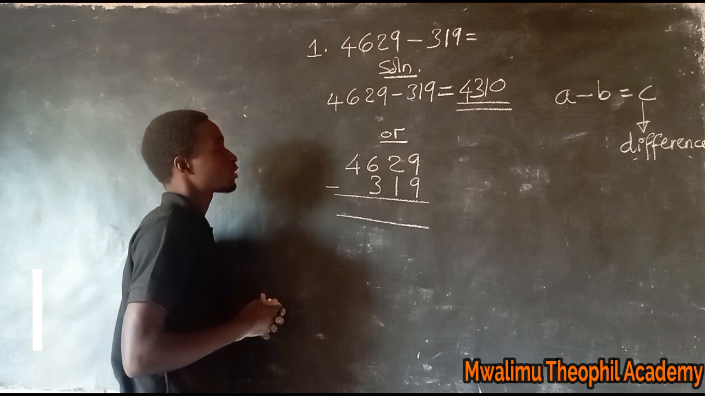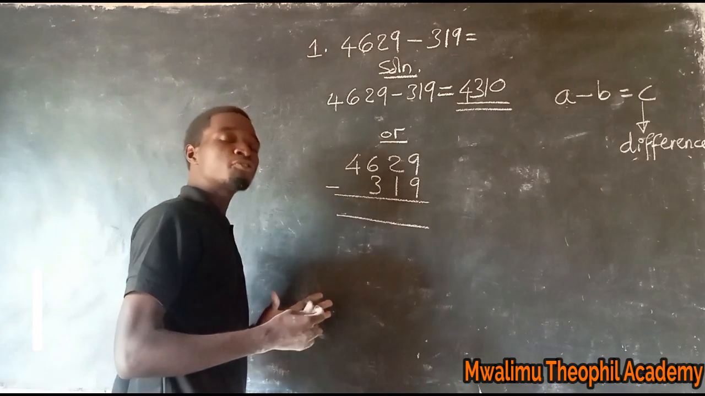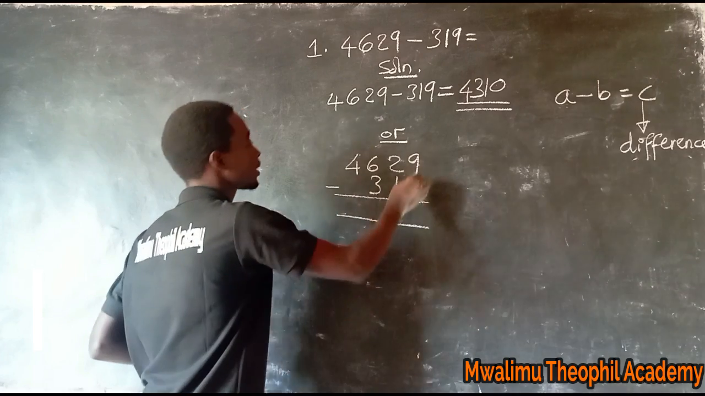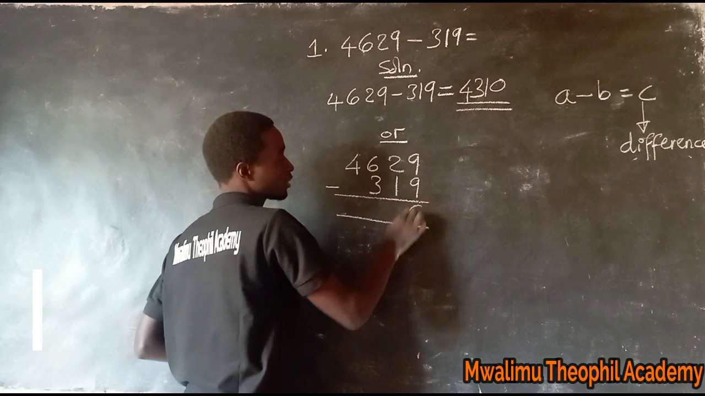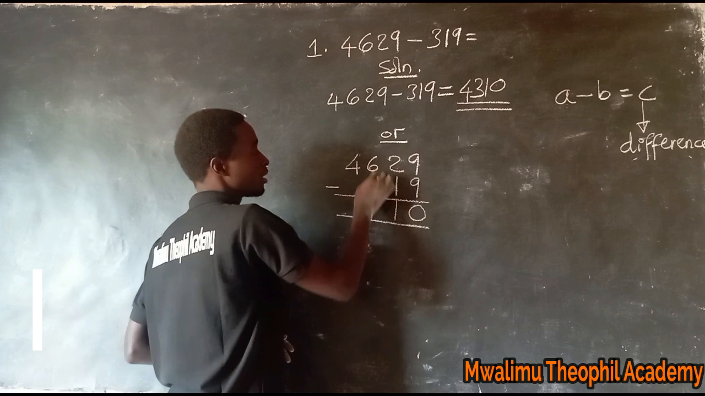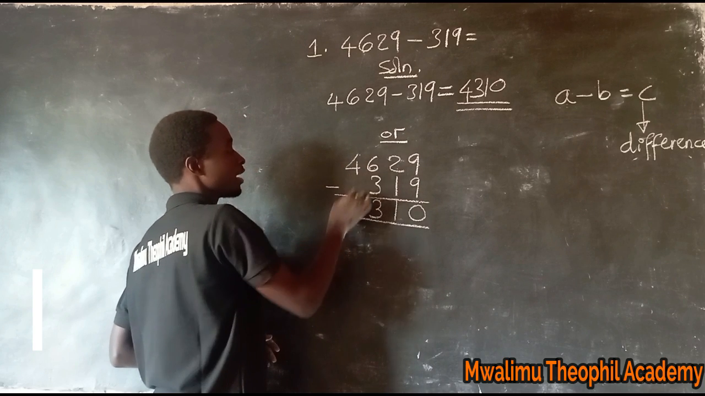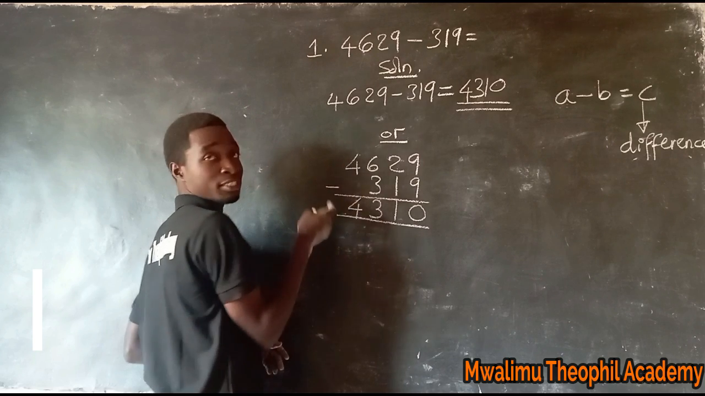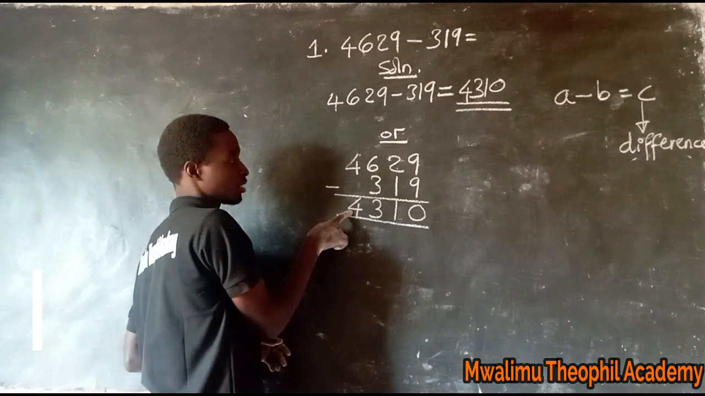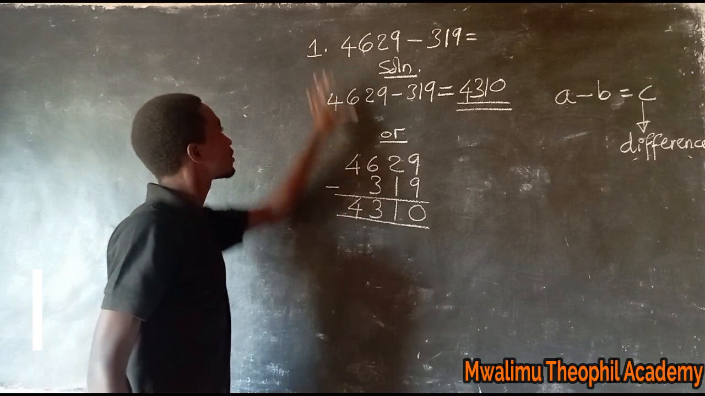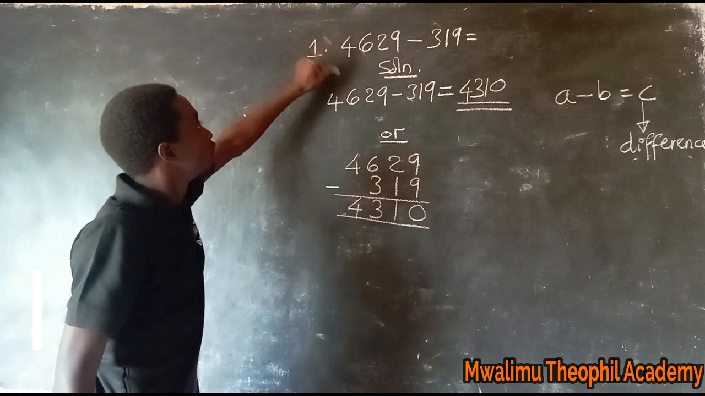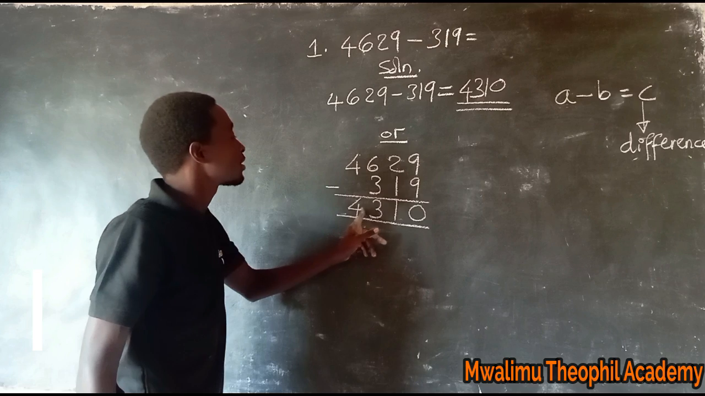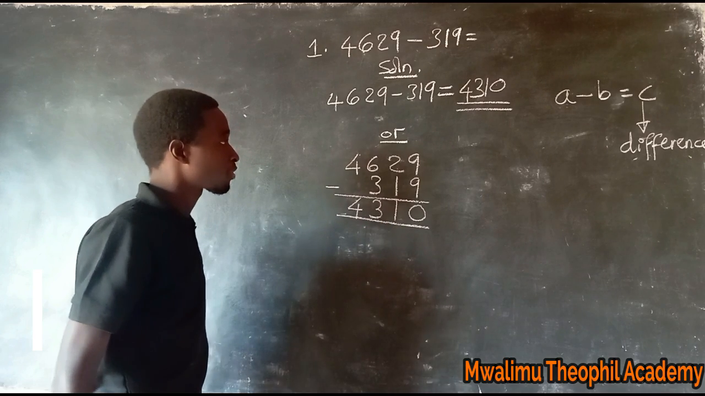Let us start subtracting. We start from the digits on the most right hand side towards the left hand side. Now we start with 9 minus 9, we get 0. 2 minus 1, we get 1. 6 minus 3, we get 3. 4 here is dropped as it is because there is no digit in the second number which should be subtracted from it. So we drop it as it is. Now we are through with the first question: 4,629 minus 319. The answer is 4,310. I hope you have understood this.